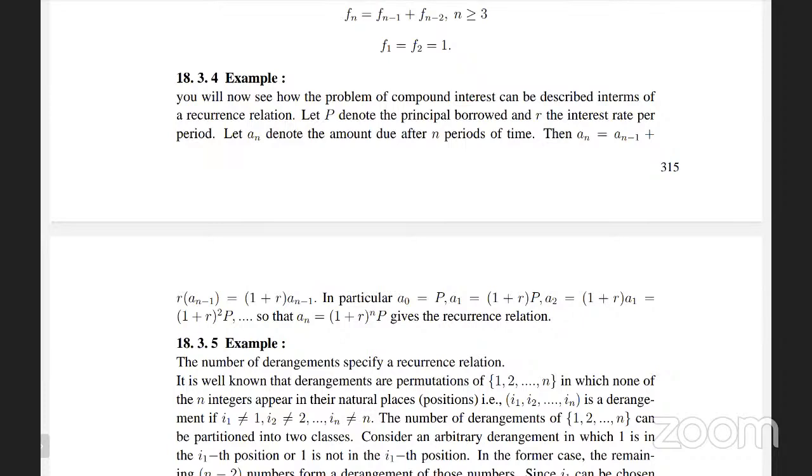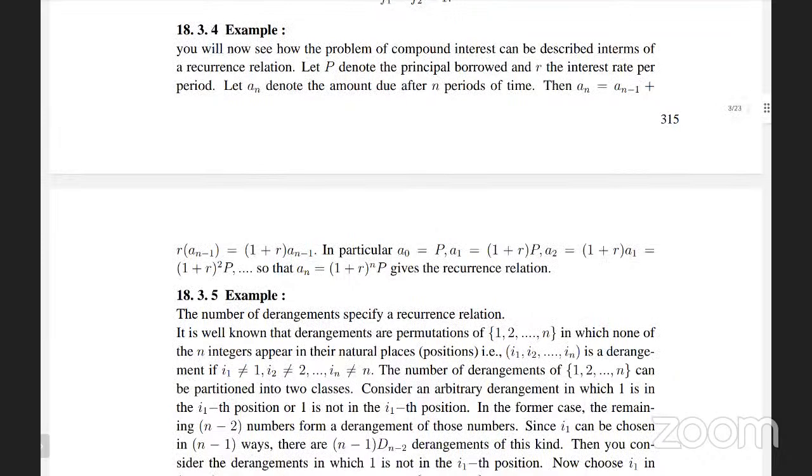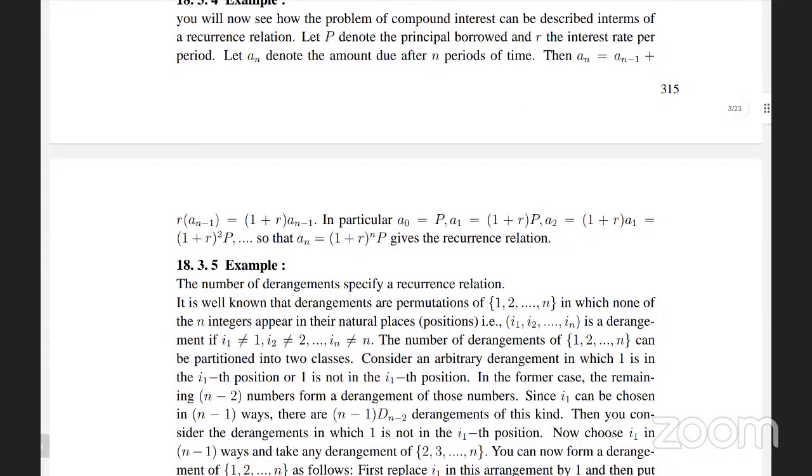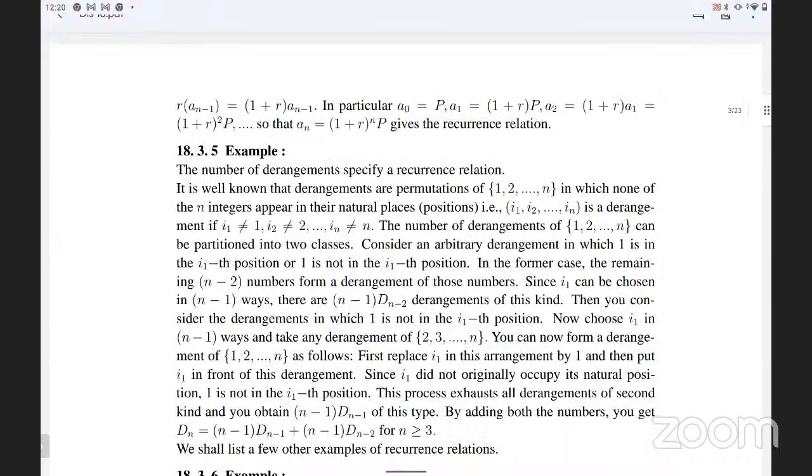In particular, a0 equal to p and a1 equal to 1 plus r into p, a2 equal to 1 plus r into a1, equal to 1 plus r whole square into p. So an equals 1 plus r whole to the power n into p. That is a recurrence relation.